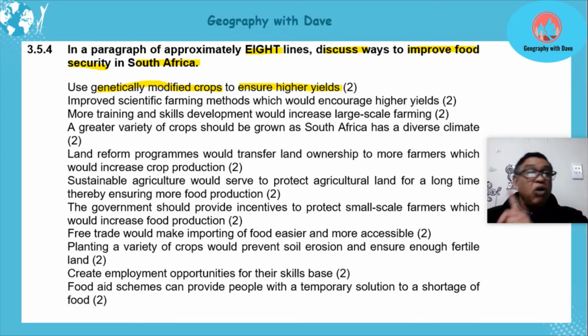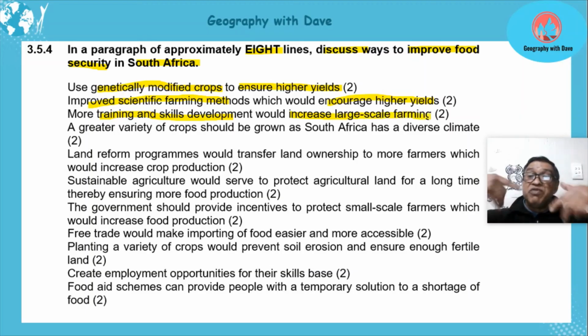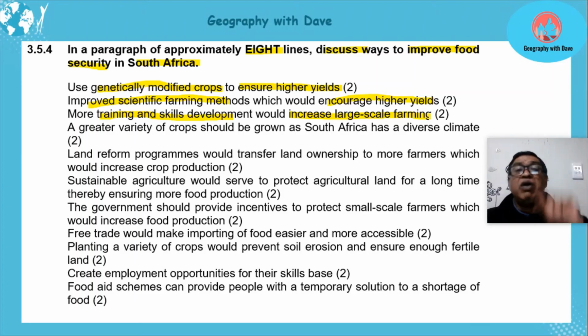Please, learners, for all your sections, improve scientific farming methods, of course, that will also encourage higher yields. Can you see how I'm relating it? More training and skills development will increase large scale farming. All right, in terms of number of large scale farmers, remember we used that there. Can you see how we're applying it now to a specific question? We said educate small scale farmers who could then become large scale farmers, or we could even help the large scale farmers with more techniques, etc.